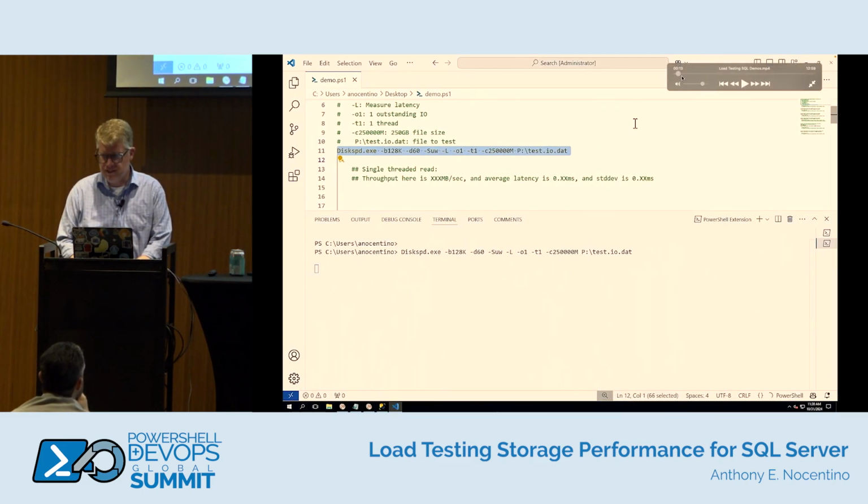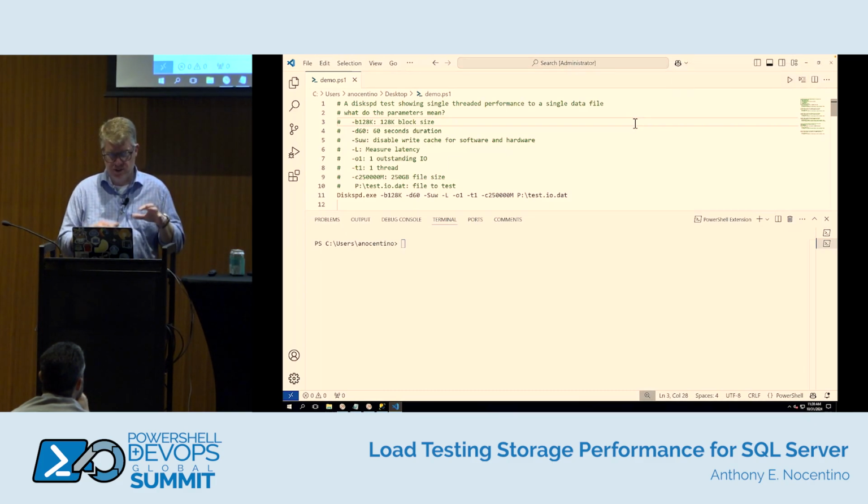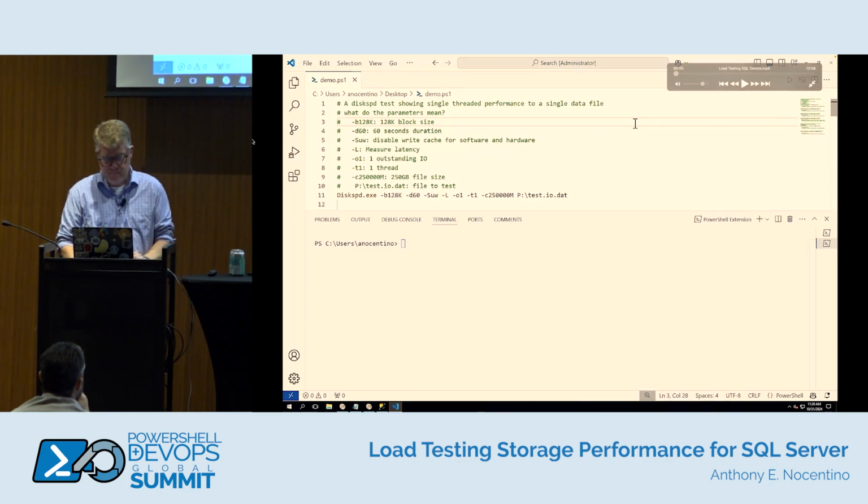So leveraging DiskSpd, I have all the parameters walked through here. I'm using a larger block size. I'm going to do about a 1-minute test just for show. This is a super important flag, -SWU, which disables the file system cache and any hardware caches associated with the system. -L measures latency, and I'm going to start off with 1 outstanding I/O and 1 thread, right? Because remember, that single clock rate thing is the thing that I want to go after, and then I'm going to scale the test based on that, right? So it's going to run.